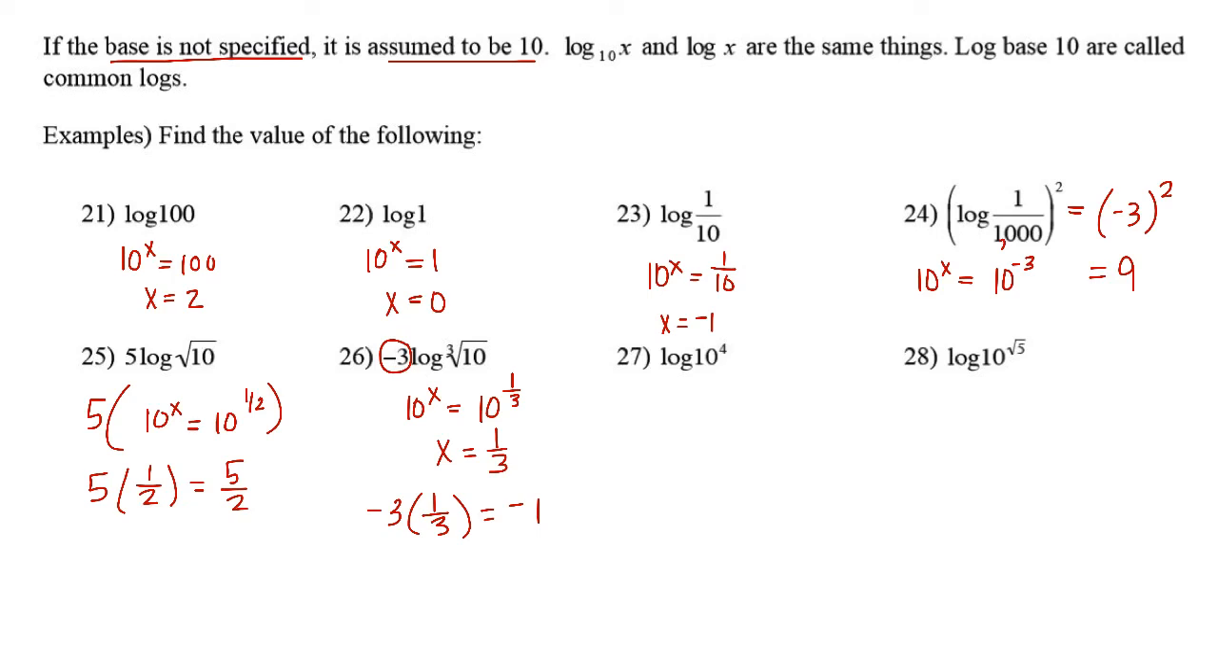Number 27. And 27 looks strange, and you might be tempted to multiply out 10 to the 4th, but don't. Because again, this question is saying 10 to what power equals 10 to the 4th. And so x equals 4. It's right there. And we could do the same here, 28. We could say, well, 10 to what power is 10 raised to the square root of 5. So that power would have to be square root of 5. So hopefully this is a great review, and we've learned something from our logarithms.